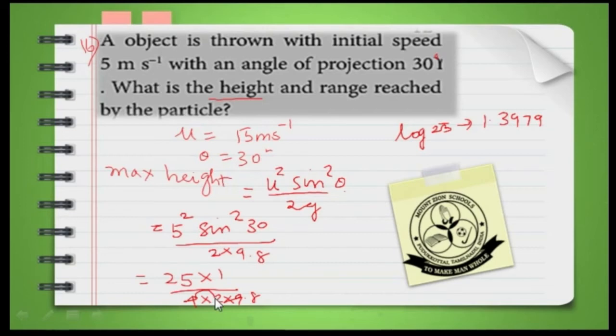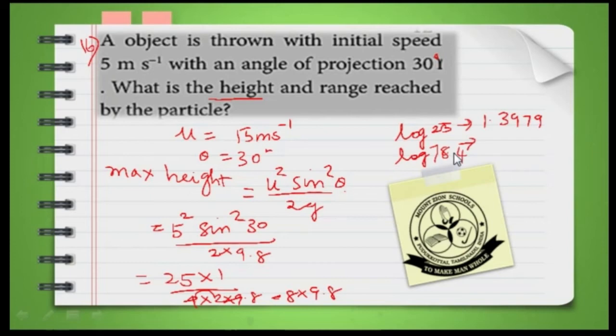Here we are multiplying this 2. 4 into 2, 8. So we need a log value for 8 into 9.8. See here, students, this is 4 into 2, 8. 8 into 9.8. So we need log value for 8 into 9.8. That value is 78.4.